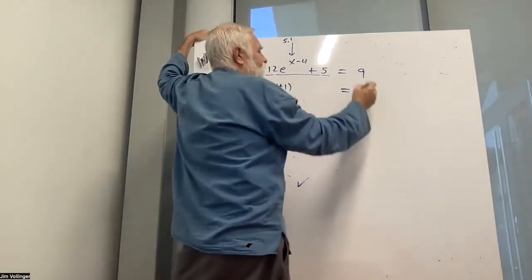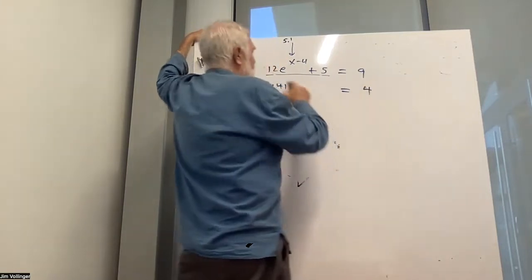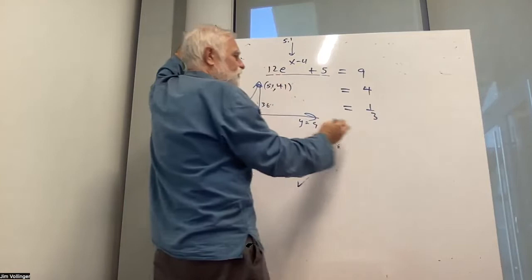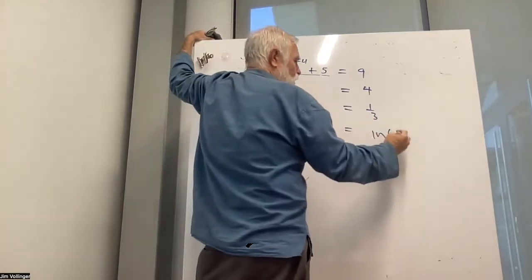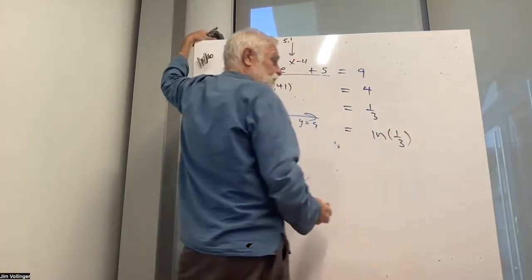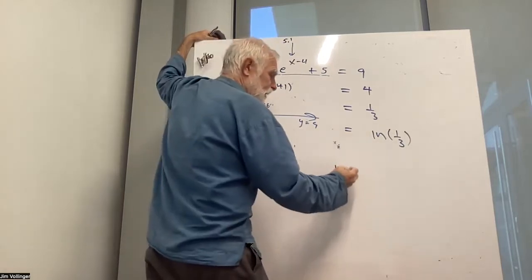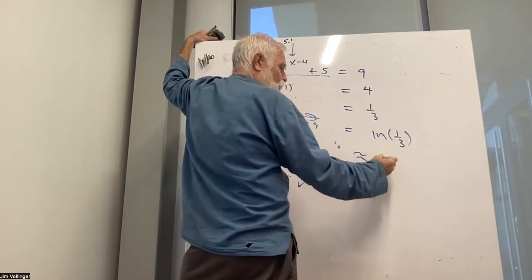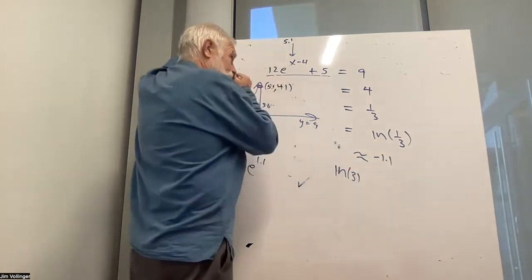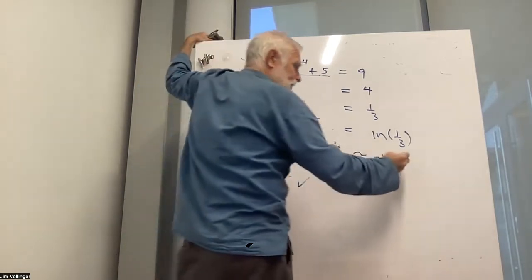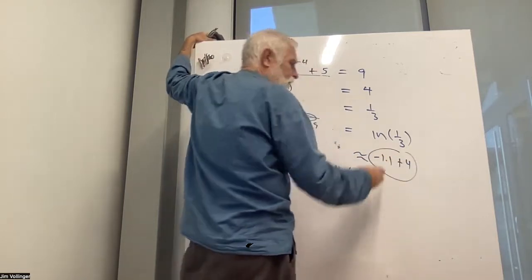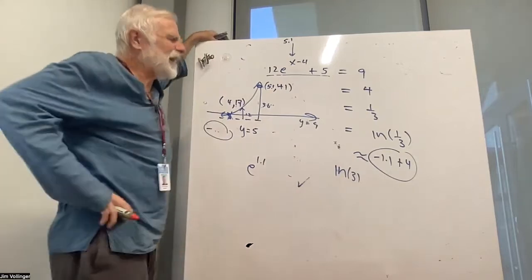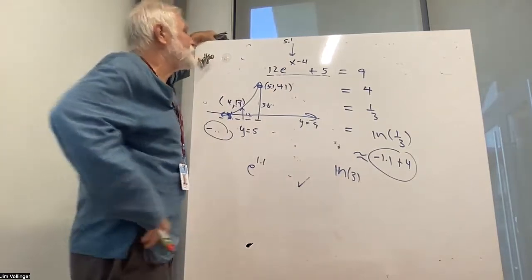So I'm subtracting 5, which makes that 4. I'm dividing that by 12, which makes that 1/3. I'm doing the inverse of e, which is the ln of 1/3, which is the negative of the ln of 3. So that is approximately negative 1.1. And then I am adding 4 to that. And that's what I had trouble with a minute ago. So negative 3, yeah, that was pretty bad. So negative 3, so negative 2.9.